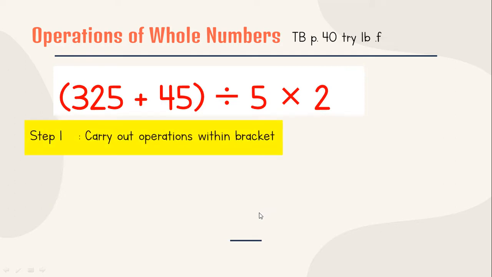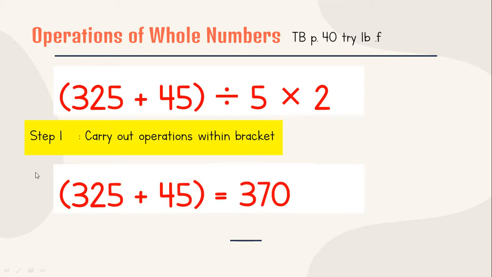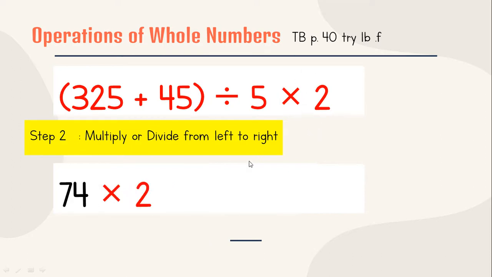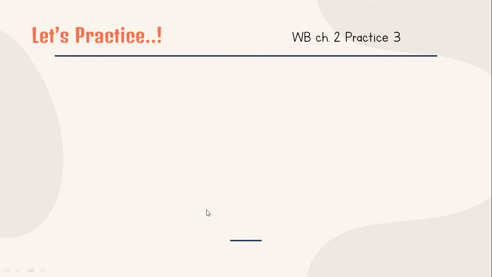First step, carry out operations within the bracket. Which one? This one. 370. After that, multiply or divide from left to right. So 370 divided by 5 equals 74. Are we done? Nope, we have this one times 2 equals 148. Kinda easy, right? Go to the next.